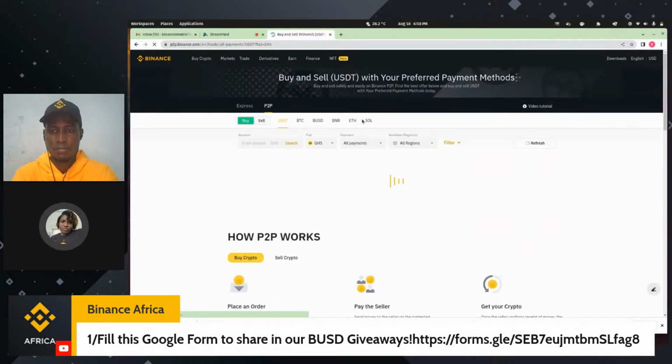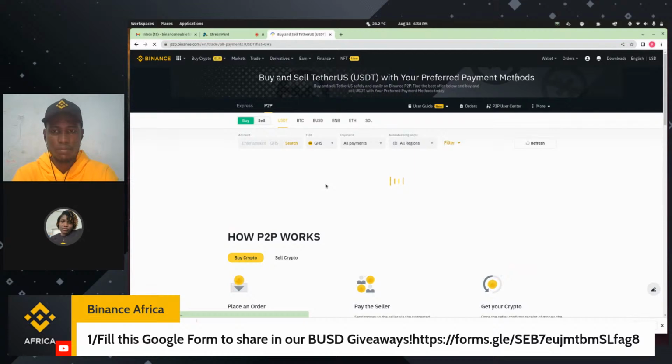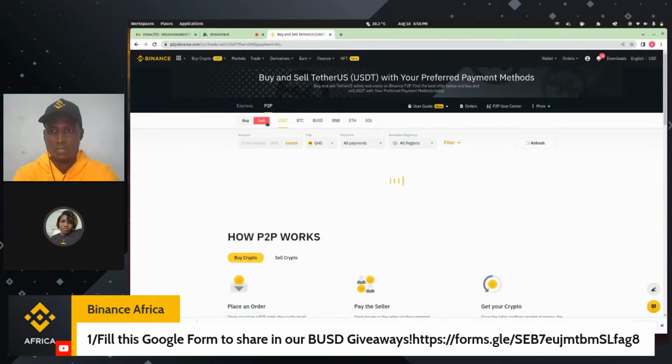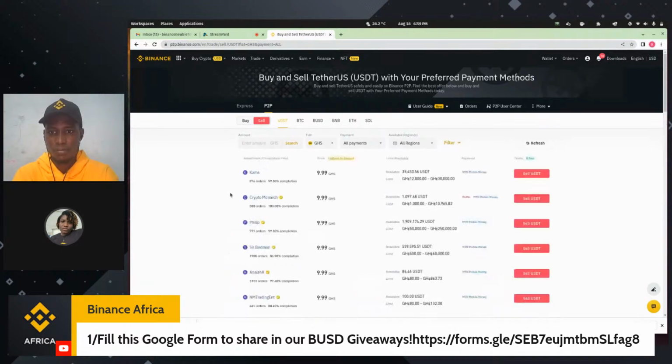Okay, so as this is loading up, I believe this is a guide to help you in buying. And when we look at the sell side, it's the same thing. You toggle to the sell, you put in your requirements, and even if you don't want to put in any requirements, you can take your time and scroll through.